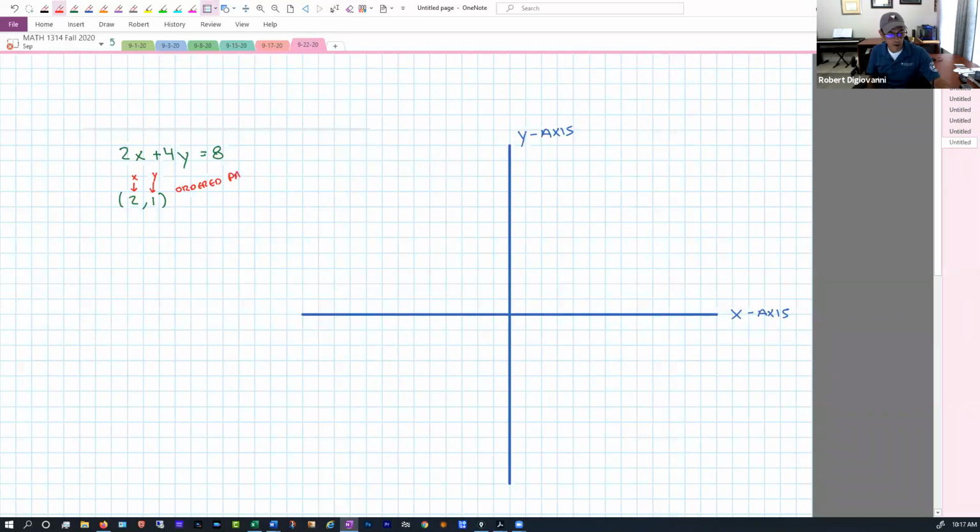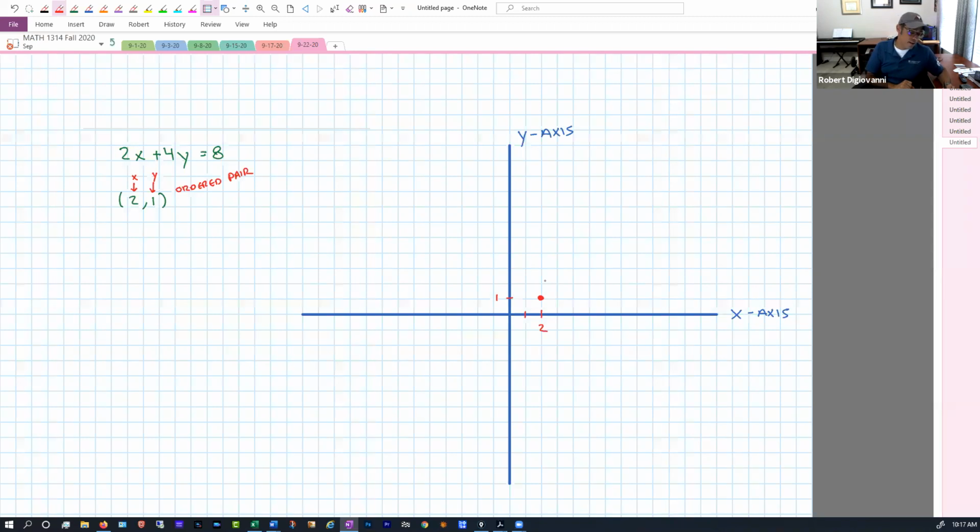That ordered pair represents one of my answers. So what I'm going to do is graph that on the XY axis. The 2 means I'm going to move to the right 2 on the X axis. And then the 1 for the Y means I'm going to move up 1 on the Y axis, and I'm going to place a dot there. That dot represents one of my infinite number of solutions.